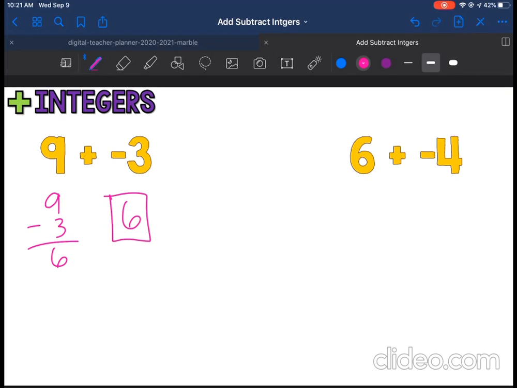So let's look at 6 plus negative 4. First thing I want to ask myself, same sign, different sign? Different. Second thing I want to ask myself then, do I add or subtract? Subtract. Same signs add, different signs subtract. So since they're different, I'm going to subtract. I'm going to do 6 minus 4. What's 6 minus 4? 2. Third question I want to ask myself, what number is bigger, 6 or 4? 6. Final question, is that bigger number positive or negative? Positive. So my answer is positive 2 or 2.